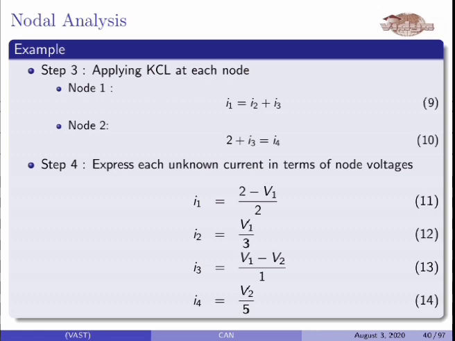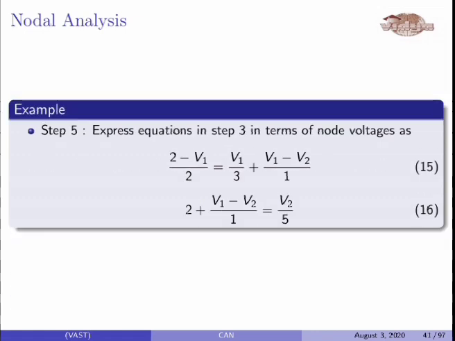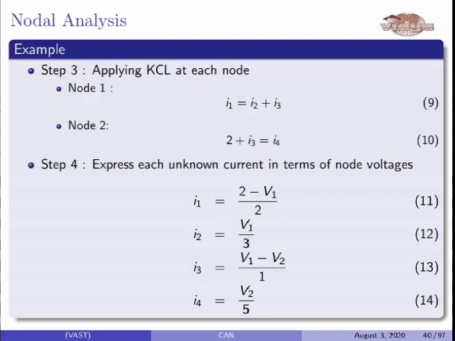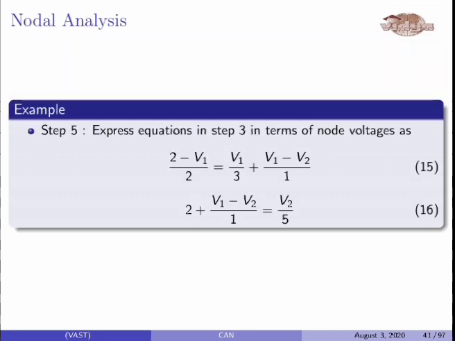The next step is to rewrite the KCL equations of step 3 using the equations from step 4. So you have to substitute I1 using equation 11, I2 using equation 12, I3 using equation 13 and I4 using equation 14 in the KCL equations. Thus, the KCL equations, that is equations 9 and 10, become equations 15 and 16. That is the last step.